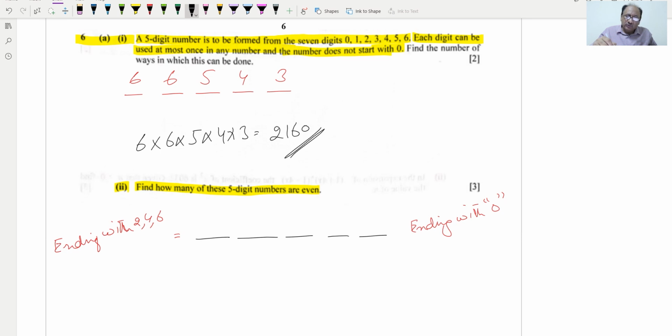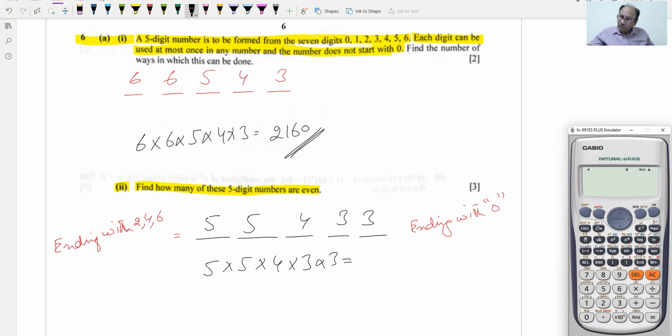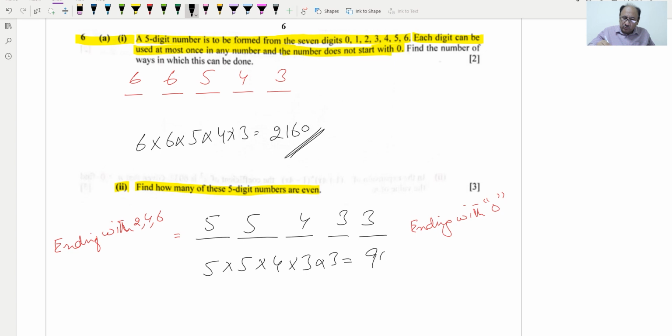So 2 are gone. So remaining are 5. So we can write 5 here, and 0 can be included in the rest of the numbers. So again 5 and 4 and 3 and 3. So we can multiply. It will be 5 into 5 into 4 into 3 into 3, and this will be equal to 900. So 900 options are with 2, 2, 4, 6.